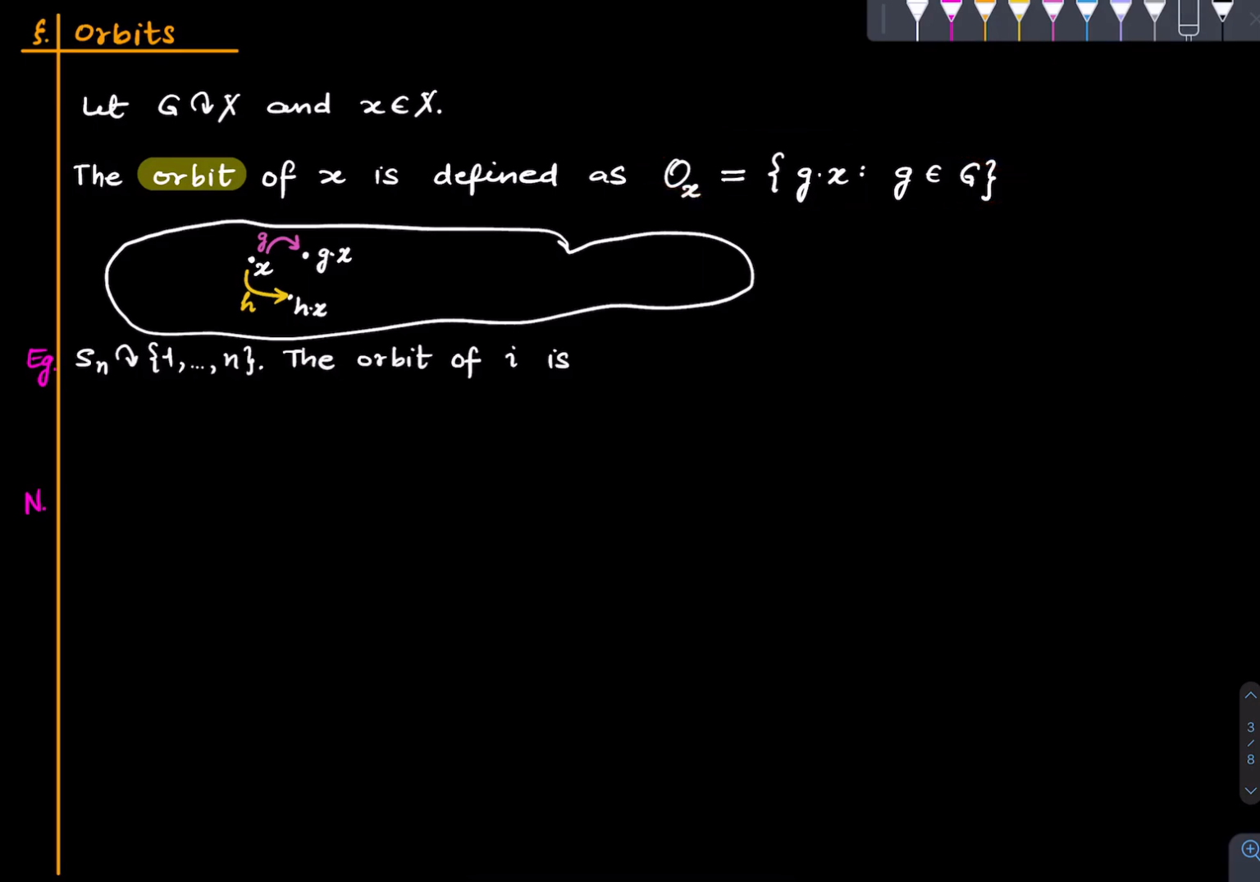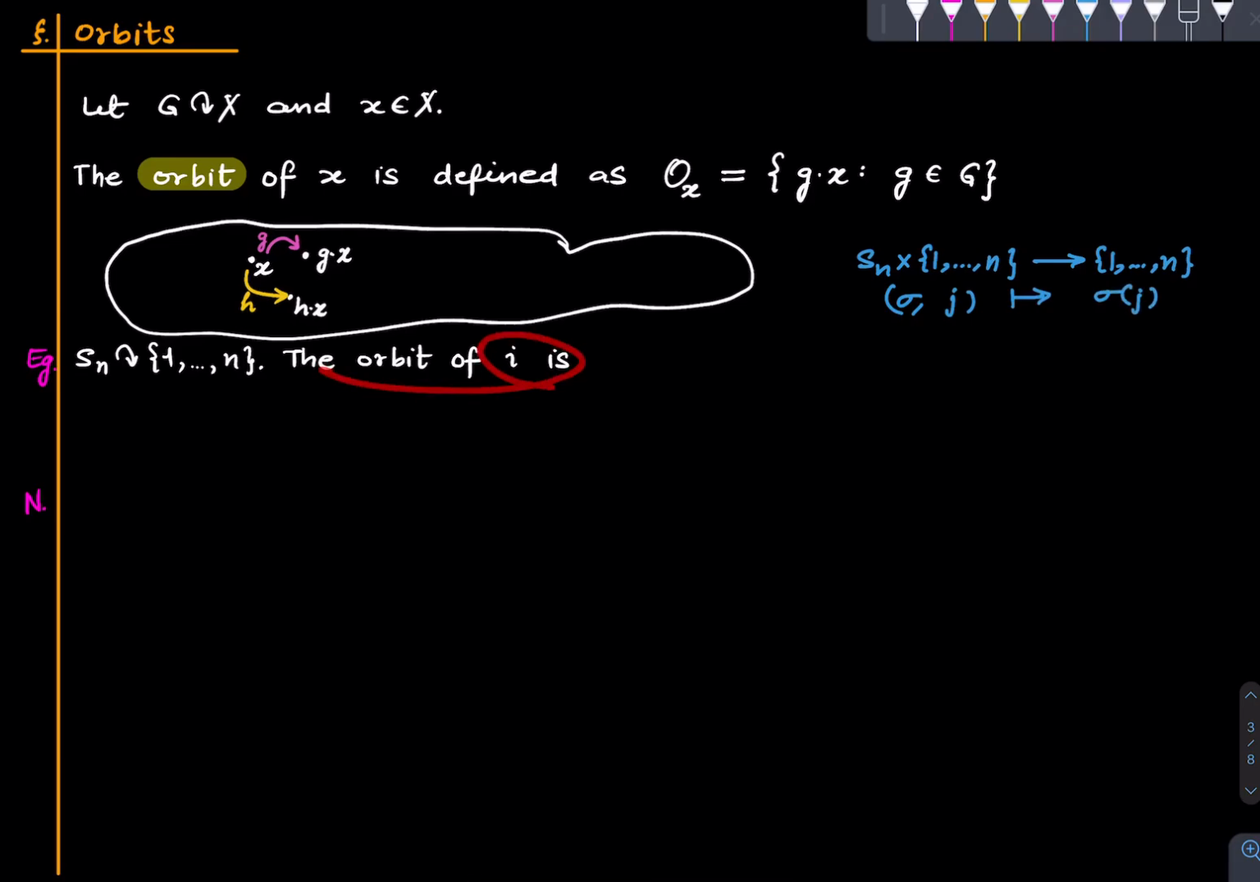And let us take an example. So we have this action of Sn on the first 10 integers. What is the orbit of, let's say, a given letter I? So recall, what is this action? This is the simplest action. The map is Sn cross the first 10 integers to the first 10 integers. It takes sigma comma j to sigma of j. So that is our action.